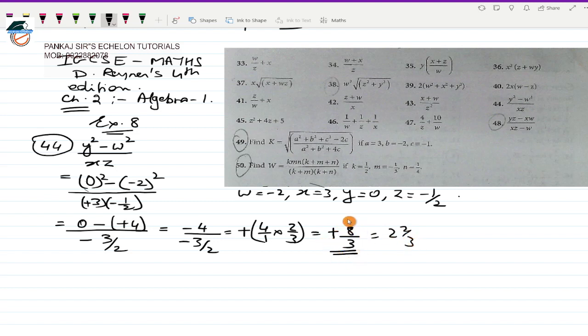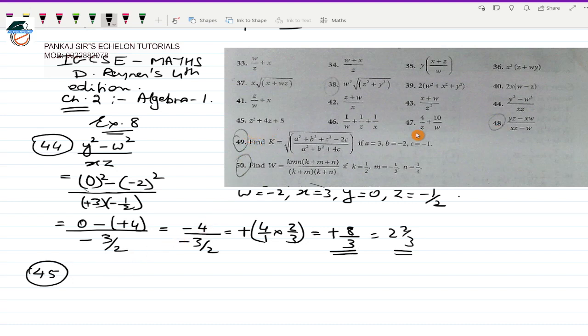Now this is in the improper fraction form. Now this is in the mixed fraction form. You should know how to convert them into one another. If you have an improper fraction, you can always convert it into a mixed fraction, and a mixed fraction can be converted into an improper fraction. See, this is 2 into 3 is 6, 6 plus 2 is 8, 8 upon 3. So both are the same, right? So that was question number 44, and now let us come to question number 45.